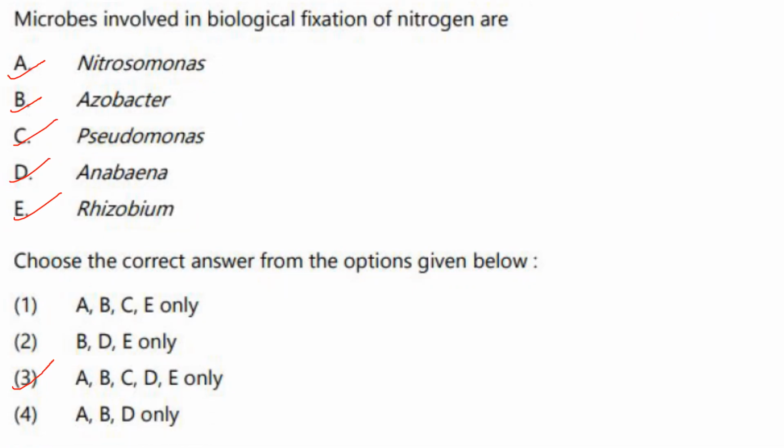Microbes involved in biological fixation of nitrogen are Nitrosomonas, yes, involved, Azotobacter, Pseudomonas, Anabaena, Rhizobium. So all are involved. So A, B, C, D, E are involved. Answer is option 3.